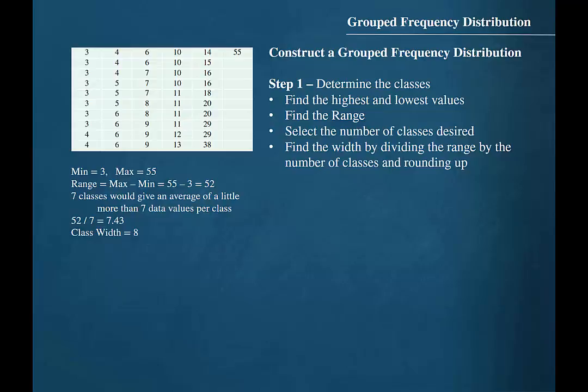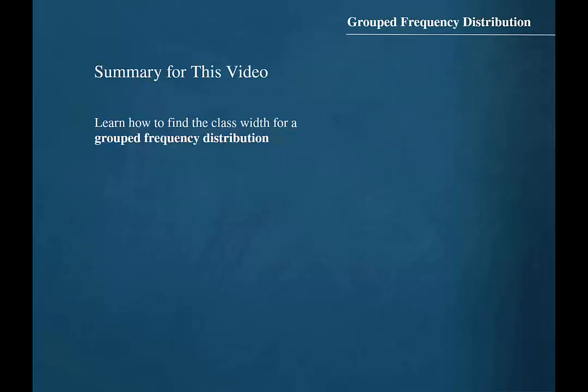The guidelines suggested that the class width be an odd number, but stated that it wasn't absolutely necessary. We will go ahead and use this class width of 8 even though it is not an odd number. In this video, we learned how to find the class width for a grouped frequency distribution.